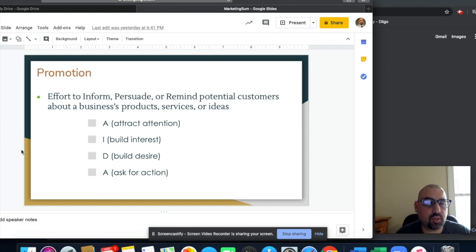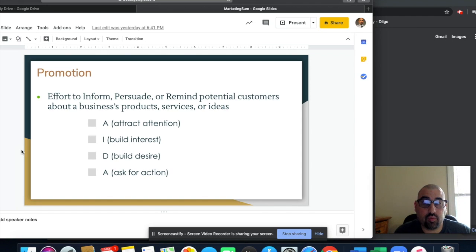Next one is promotion. This is the effort to inform, persuade, or remind potential customers about a business's product, service, or ideas. A lot of times in marketing, they talk about these 4 different concepts. AIDA, so A is attract attention. You first want to get the attention of the consumer, and then the next step is to build interest. So I want to get some sort of interest in this product.